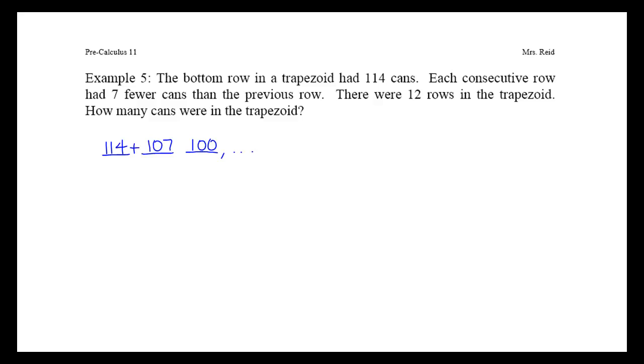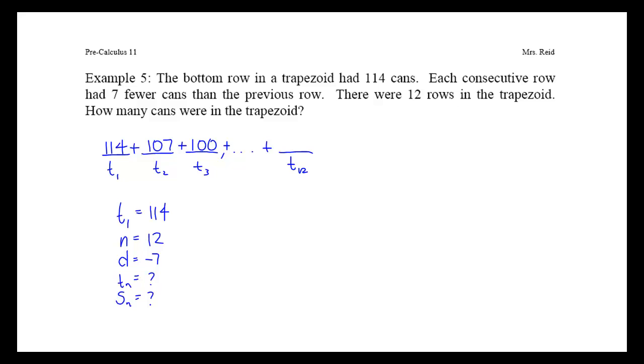And I want to find the sum of these, so I'm going to write it out as a series. Altogether, there are going to be 12 rows. So this is my term 1, term 2, term 3, and it's going to go all the way up to my term 12, which I don't know what that is. So I'm going to write down what I know. I know term 1 happens to be 114. I know n is 12 because there are 12 rows. I know the difference is going to be -7 because there are 7 fewer cans in every row. My last term, t12, I don't know what that is. And then Sn, I also don't know what that is.